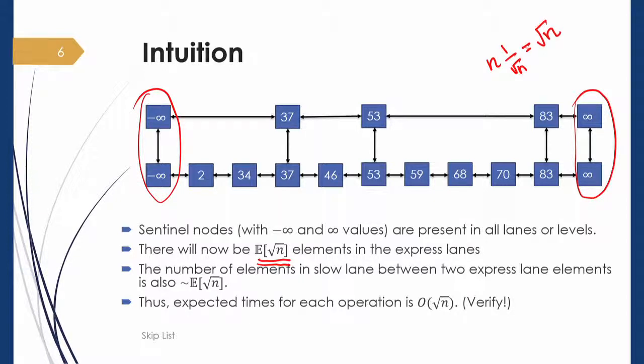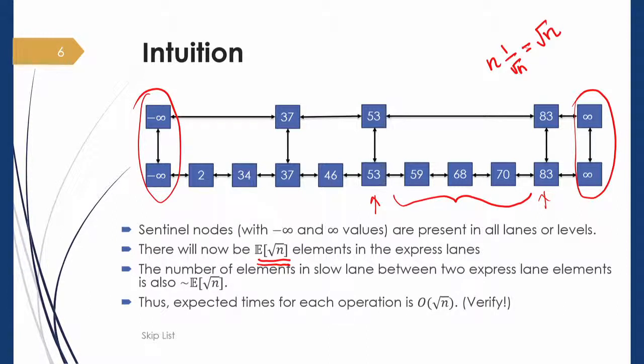Well, let's say 53 has been promoted. Now, we are interested in how many elements there are between this 53 and the next element that is promoted, which is 83. The number of those elements is also going to be, on expectation, square root of n.